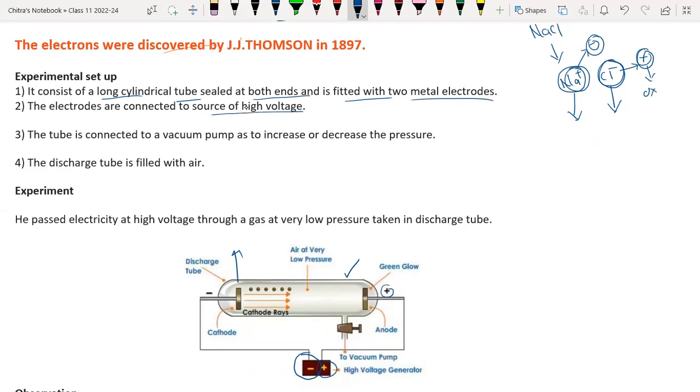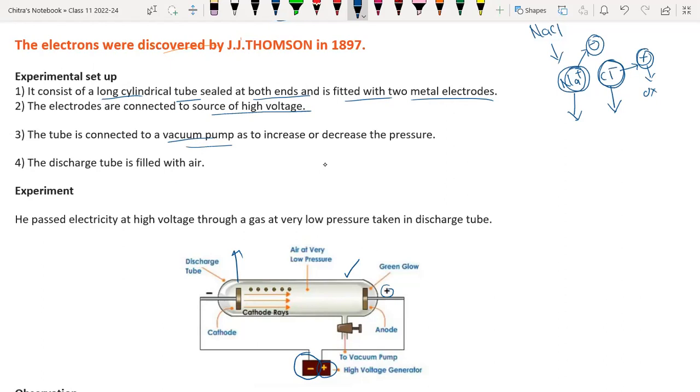The electrodes are connected to a source of high voltage electric current. We have to pass a high voltage of electric current, then it is going to show the cathode ray there. It is not possible with low voltage current. The tube is connected to a vacuum pump. Why a vacuum pump? Because it is possible only at very low pressure.